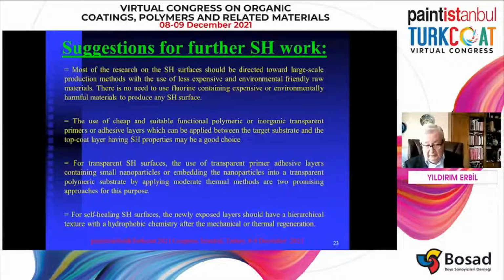For transparent superhydrophobic surfaces, the use of primer adhesive layers containing small nanoparticles, or bonding very small nanoparticles into a transparent polymeric substrate by applying thermal methods, are two promising approaches. For self-healing superhydrophobic surfaces, the newly exposed layer should have a hierarchical texture with the hydrophobic chemistry after the mechanical and thermal regeneration.